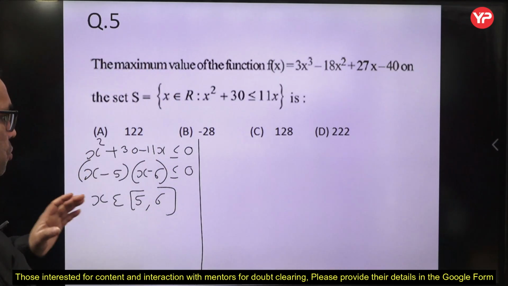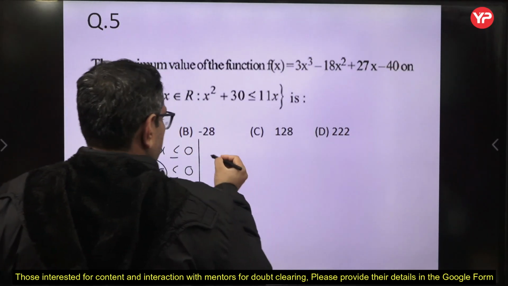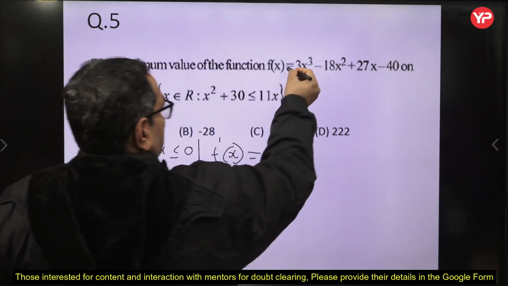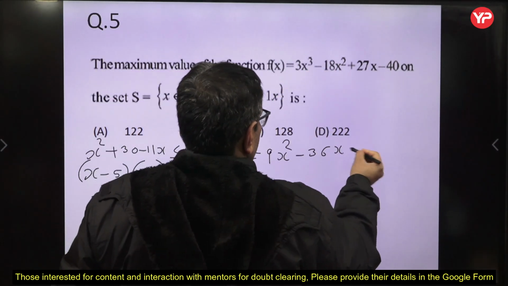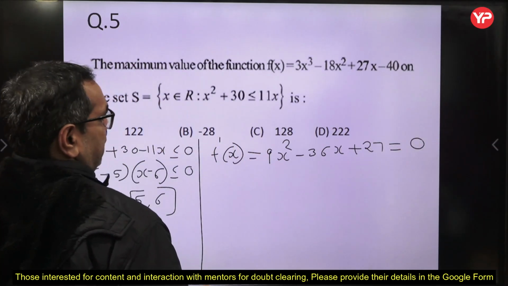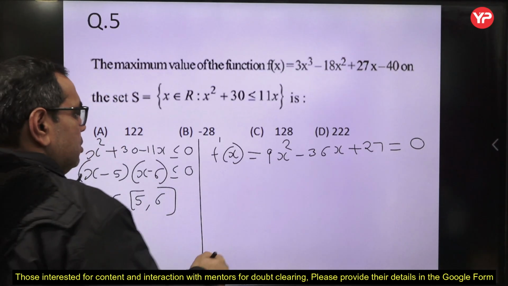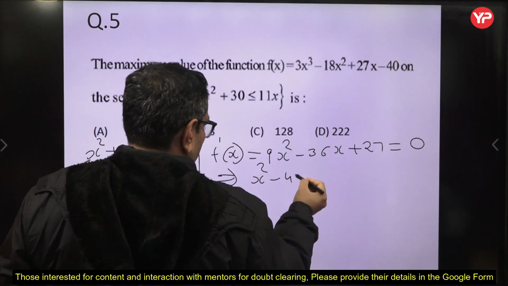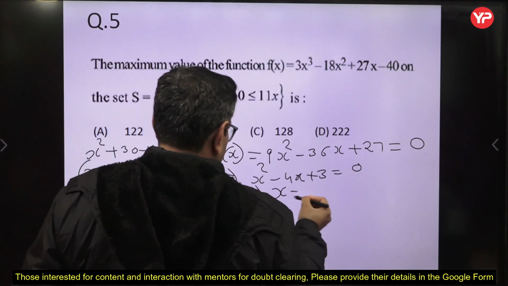So what you do, first of all, you differentiate this function. So f'(x) is equal to 9x² − 36x + 27, and make it equal to 0 to get the stationary point, because it is a polynomial. So any critical point will be a stationary point only. So with 9 taken common, we get x² − 4x + 3 equal to 0. So we get x equal to 1 and 3.